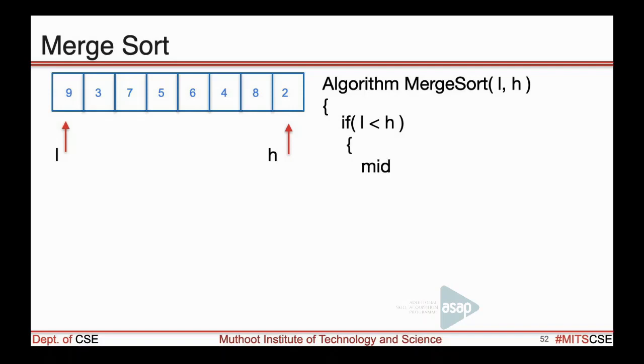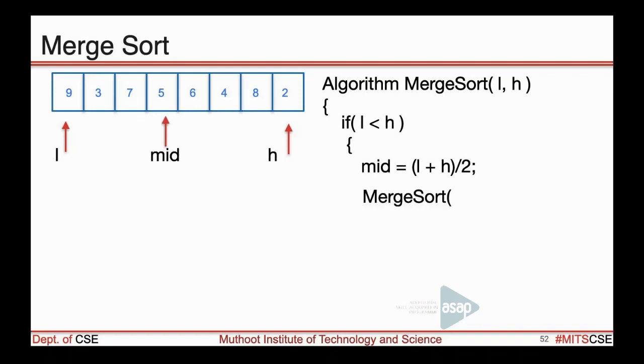If L is less than H, we have to find out the middle position of the array by computing (L plus H) by 2. What is (L plus H) by 2? It is not 9 and 2, it is the index of the array. So 9 resides in index position 0, and 2 resides in the last index position. There are 8 numbers, so 8 minus 1 is 7. So (0 plus 7) by 2 is 3. So the mid position is 3.